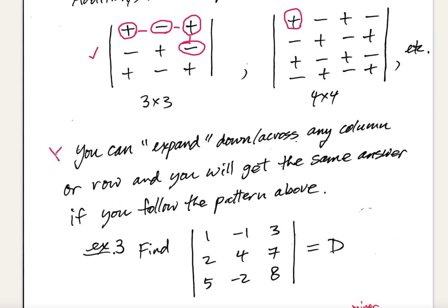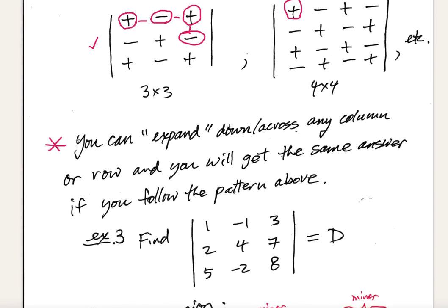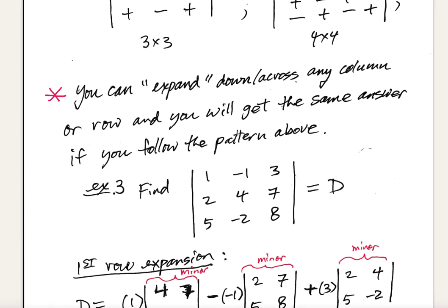Now, when computing the determinant of a matrix, you can expand down or across any column or row, and you'll get exactly the same answer, if you follow this pattern above of additions and subtractions, though. Okay? Now I'm going to show you what I mean by expand here. What is he talking about? All right, I'll show you.